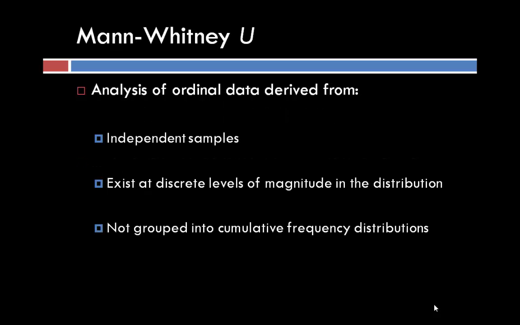The Mann-Whitney U test involves analysis of ordinal data derived from independent samples, data that exists at discrete levels of magnitude in the distribution, and data that is not grouped into cumulative frequency distribution. So in other words, individual scores or data values are not lumped together into other groups for further analysis.